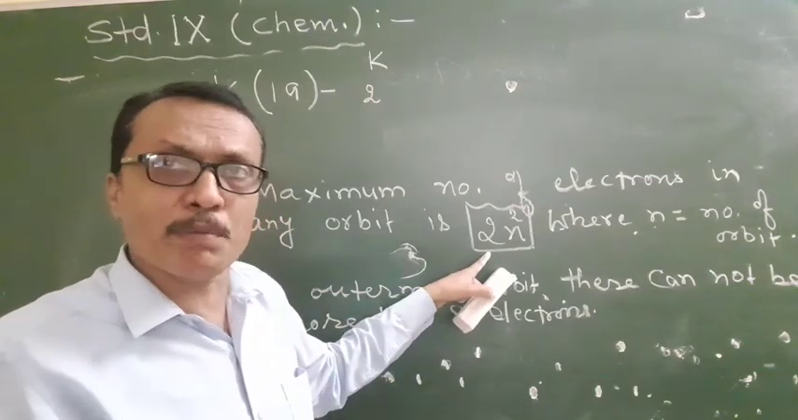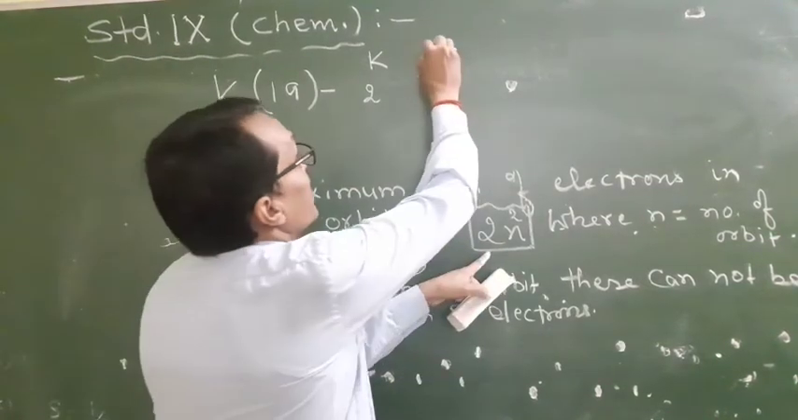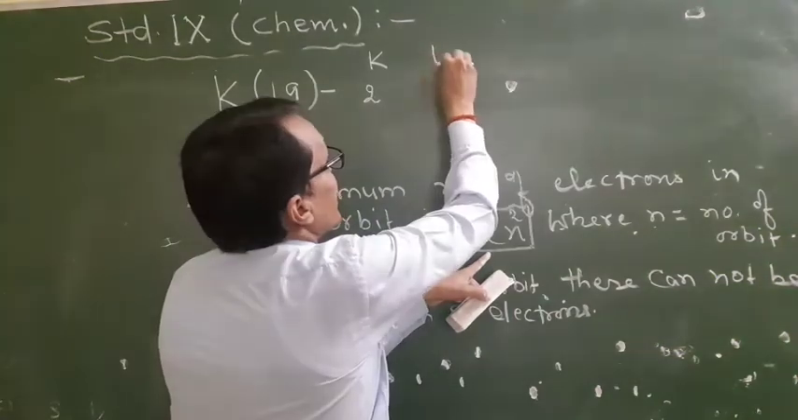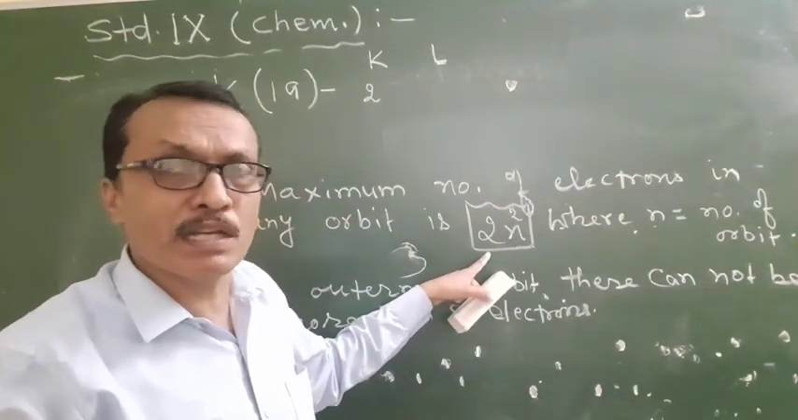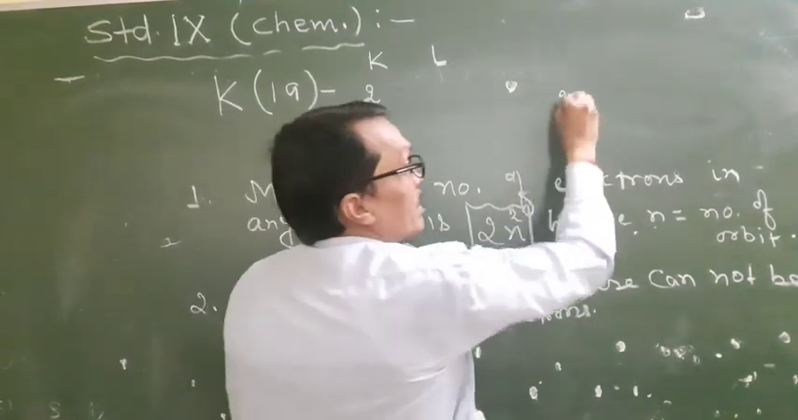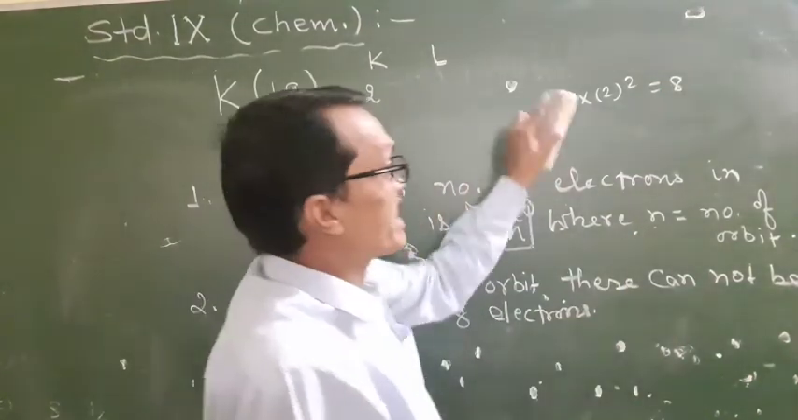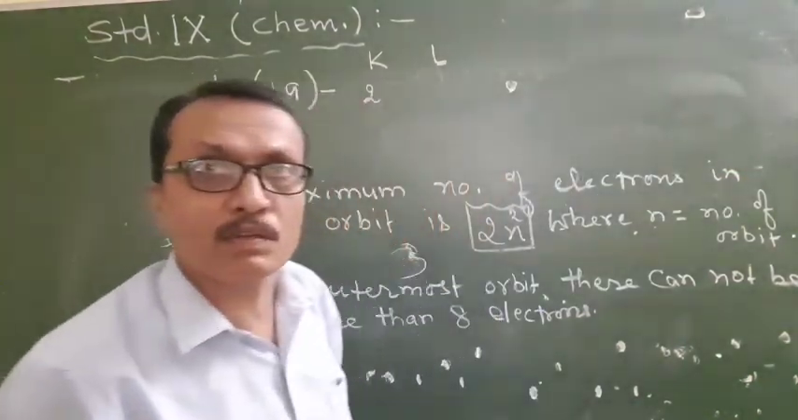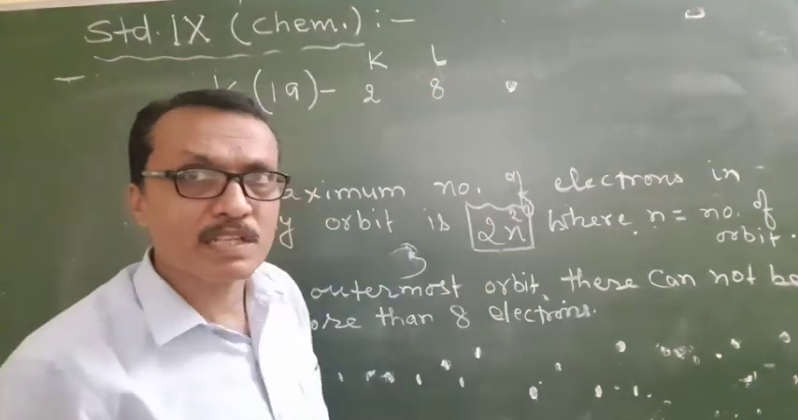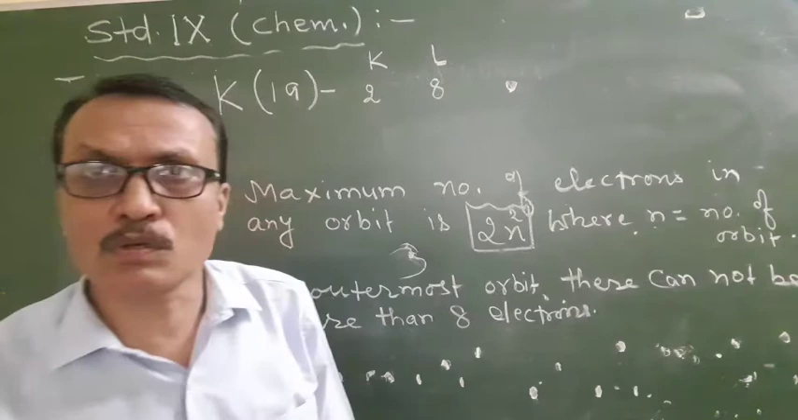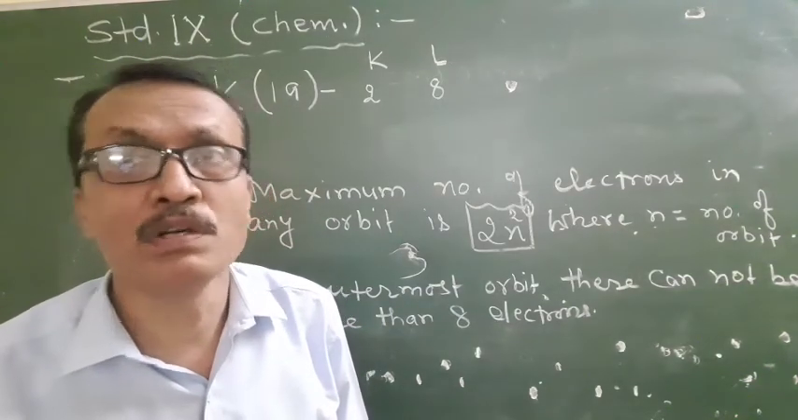After completion of the first orbit, the second orbit will start filling with electrons. So here I wrote n. This is the second orbit. Now students, in the second orbit, if you calculate the maximum number of electrons from this formula, it will be 8. So I wrote here 8. Now with 2 and 8, 10 electrons we have accommodated. The rest, 9 electrons, we have to accommodate.